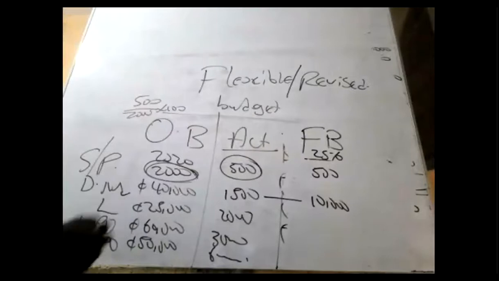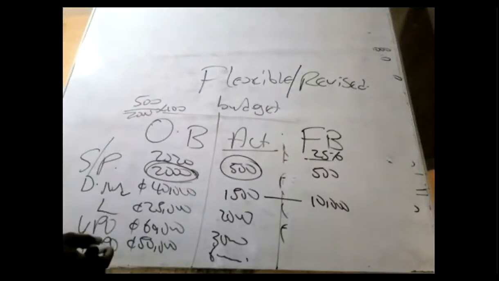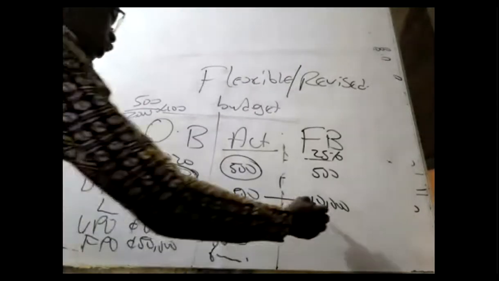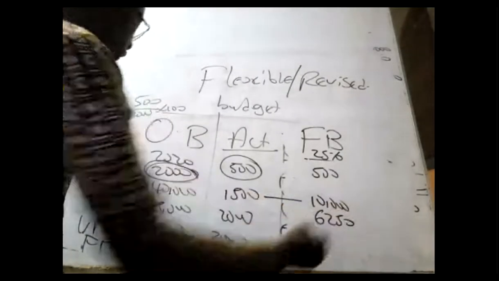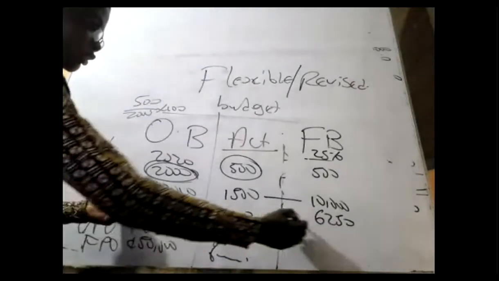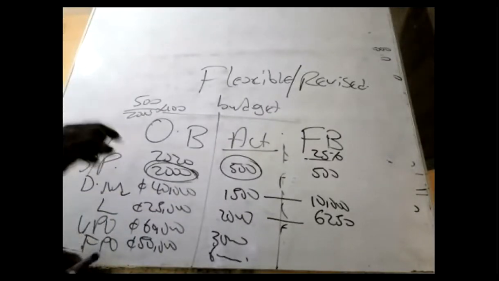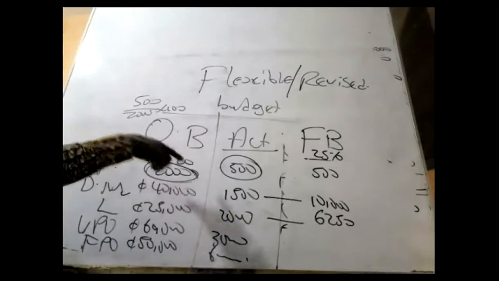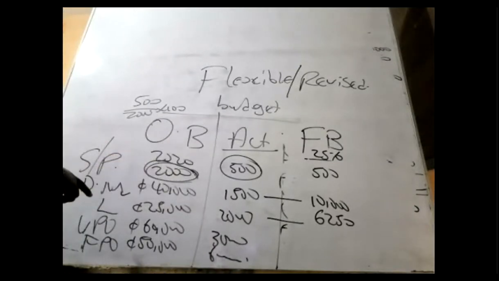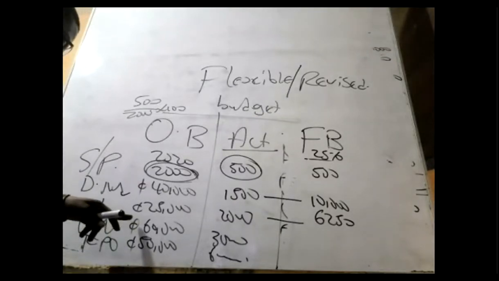25% of 25,000 should give us 6,250. Agreed. 25% of labor, 6,250. Please, the flex should be on the original budget, not the actual. You are flexing the original budget.